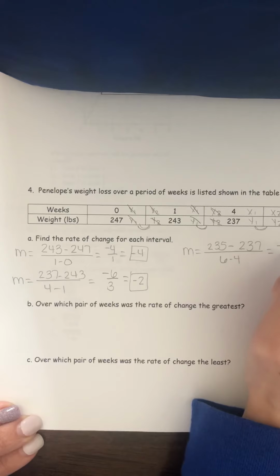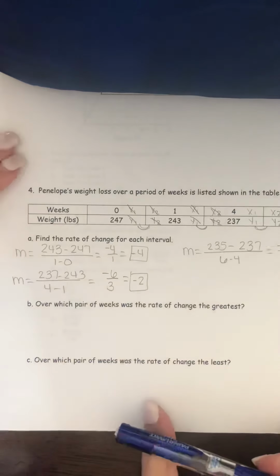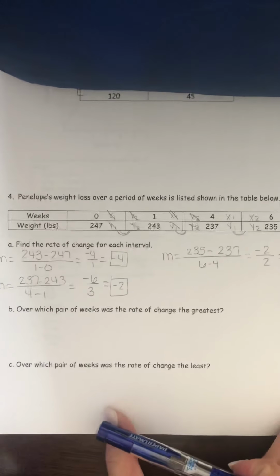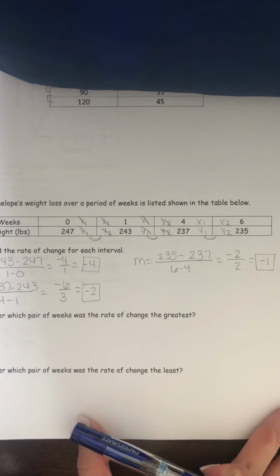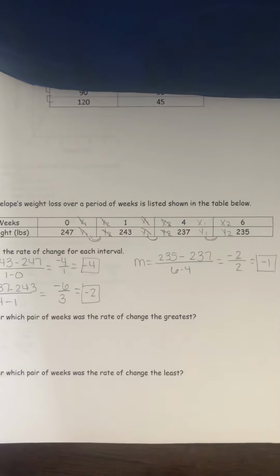235 minus 237 is negative 2. 6 minus 4 is 2, so you get negative 1 when you divide those. Oops, let me slide that over for you a bit so you can see it all. So that's all of the work for the intervals.